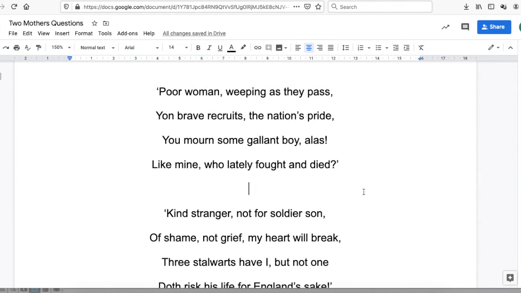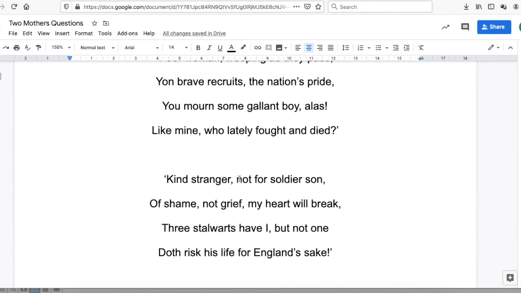Now, if you need a dictionary to look up some key words, do so. So this poor woman that mother 1 sees is weeping as somebody passes yon brave recruits, those brave recruits who are the nation's pride. You mourn. So she's talking to this poor woman. You mourn some gallant boy, alas, like mine who lately fought and died. That's a question. Are you mourning some gallant boy like mine who recently or lately fought and died?